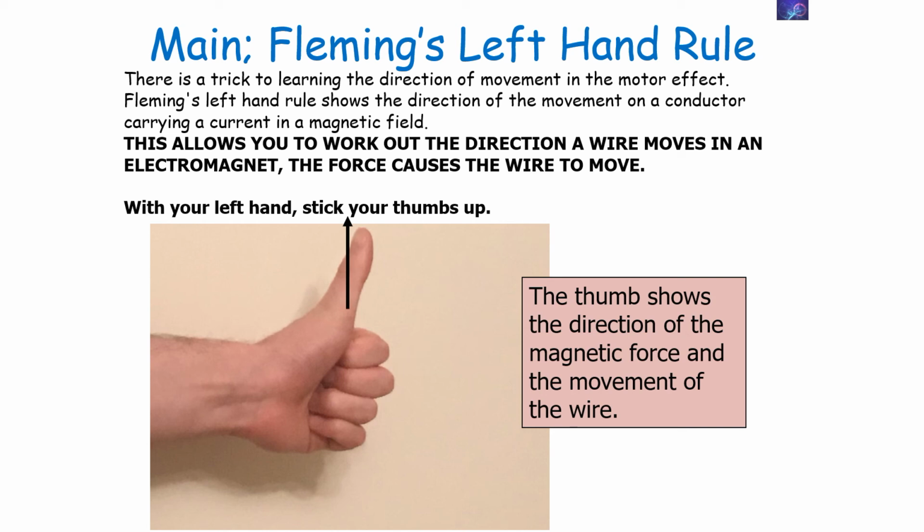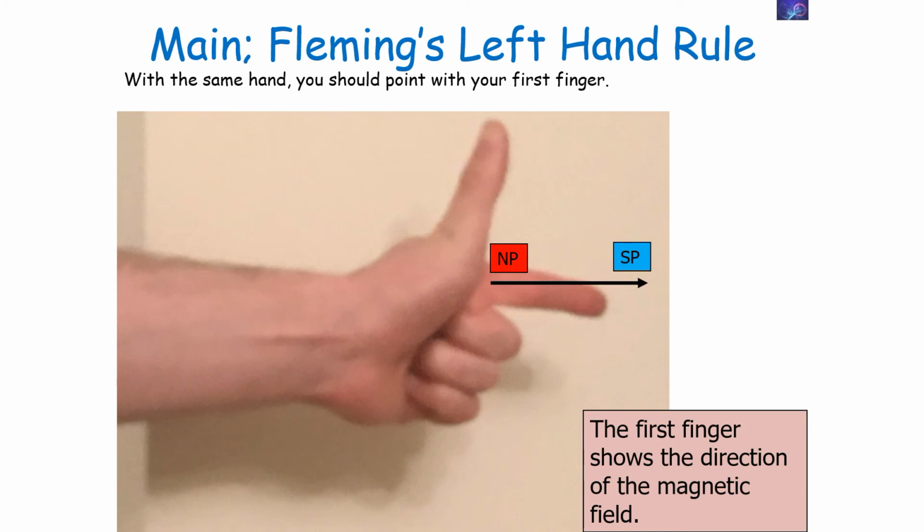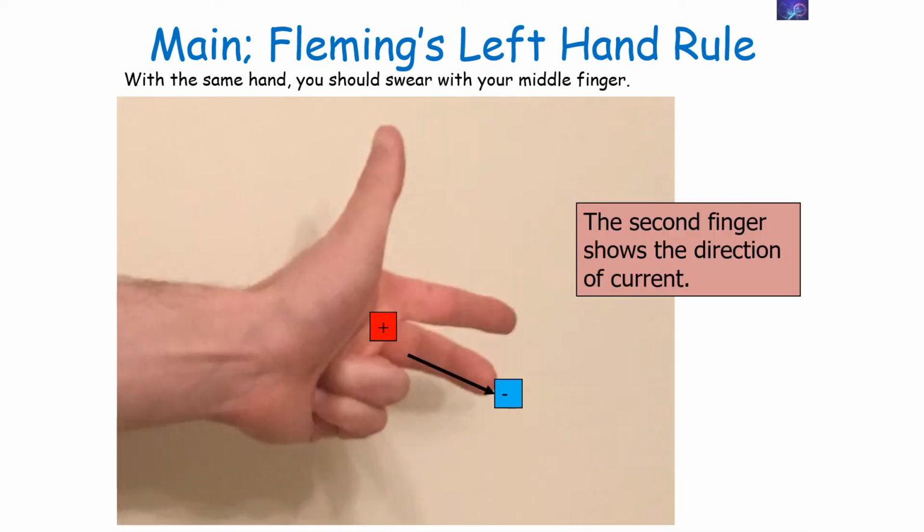So the first thing you do is with your left hand you stick your thumb up. Now the thumb shows the direction of the magnetic force and therefore the movement of the wire. The first finger, which you will point outwards, shows the direction of the magnetic field from the north pole on the knuckle to the south pole on the nail. And then finally, with the same left hand, you will swear with your middle finger, and the second finger, this middle finger, shows the direction of current from the positive on the knuckle to the negative on the nail.